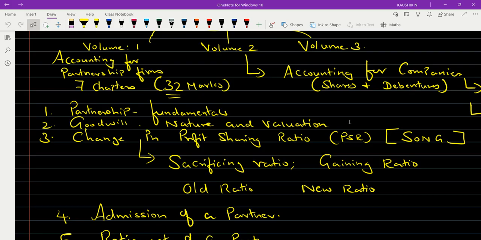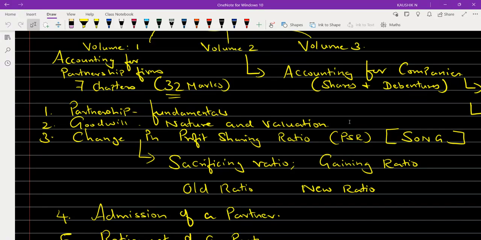So obviously there will be a changeover. Definitely a change will happen. And when that change happens, you will come across sacrifice or you will come across gain.